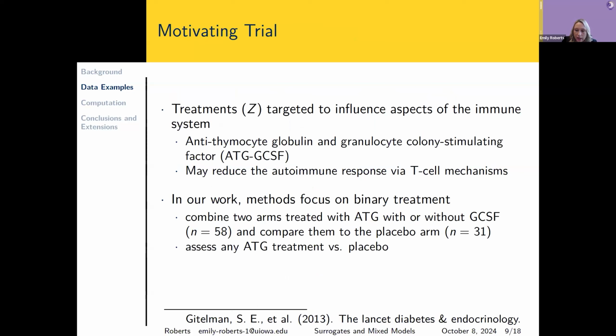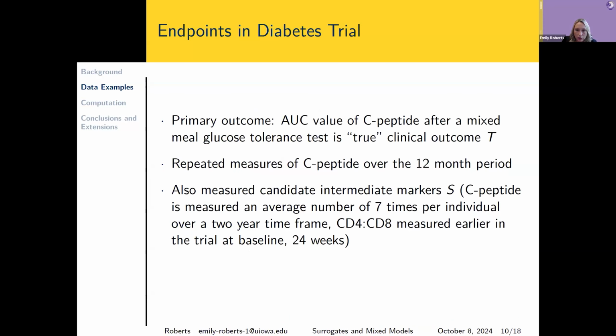In the case of this analysis, we'll be combining the data such that individuals who received any treatment are in the active treatment arm, which is 58 people, and compare those to those in the placebo arm, which is 31 people. The primary outcome of our study is a measure of insulin production, which is measured by C-peptide. Importantly, these C-peptide measurements were taken repeatedly over a 1-year time period.